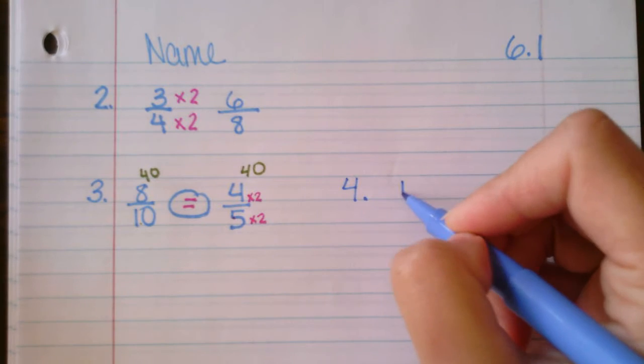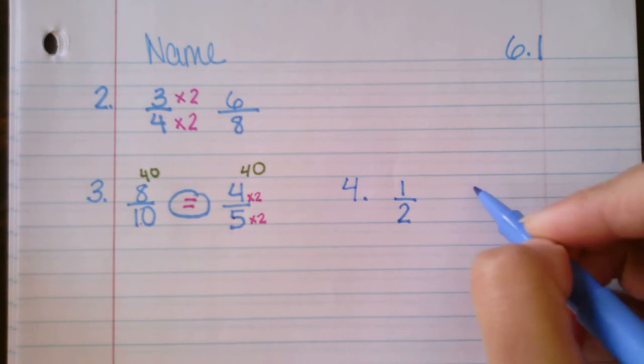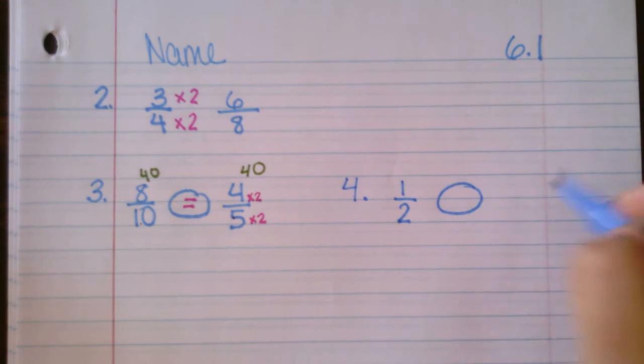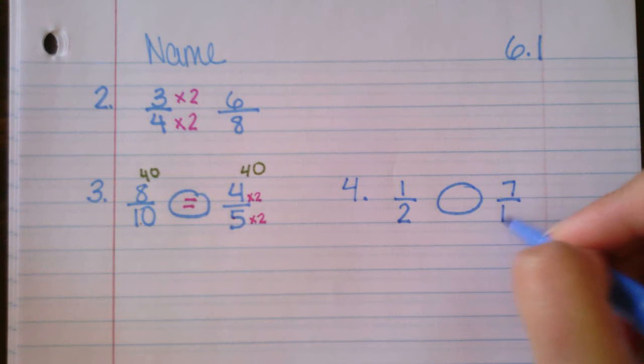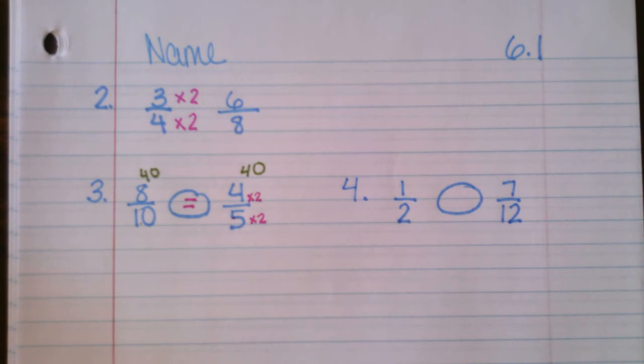We have 1/2 compared to 7/12. This time we have 3 ways that we can complete this. We can think about what is half of 12. We can think, how do we get from 2 to 12? Or you can cross multiply. So I'm going to do it all 3 ways.